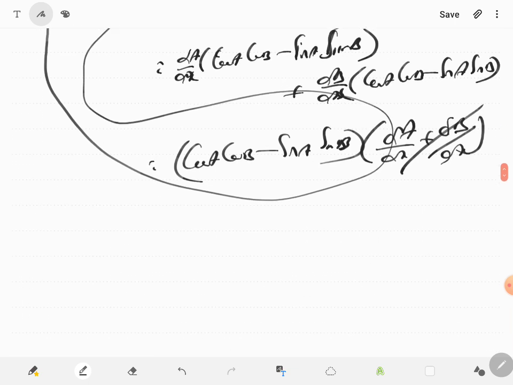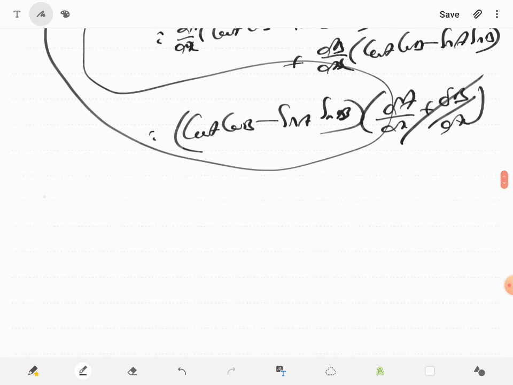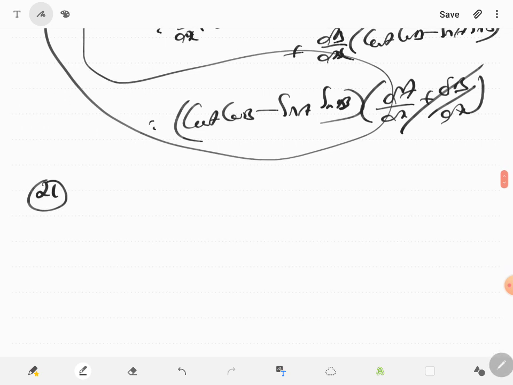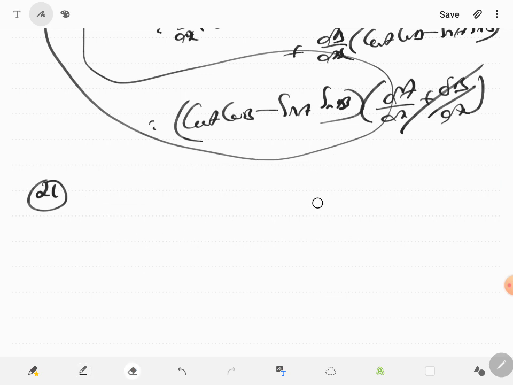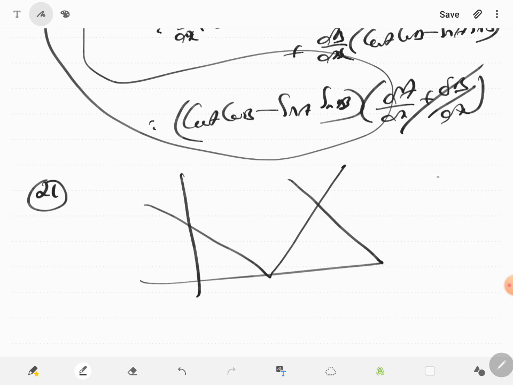The next question is the 21st question: does there exist a function which is continuous everywhere but not differentiable at 2 points? A modulus function which is like this. Supposing this is it, it can even be like this. Now let me write it in the positive quadrant. So this is 2 and this is 3.